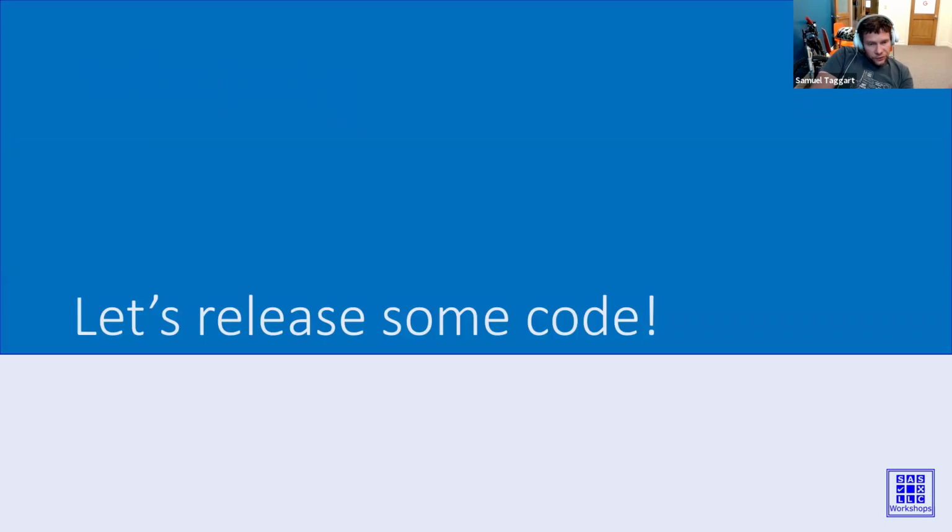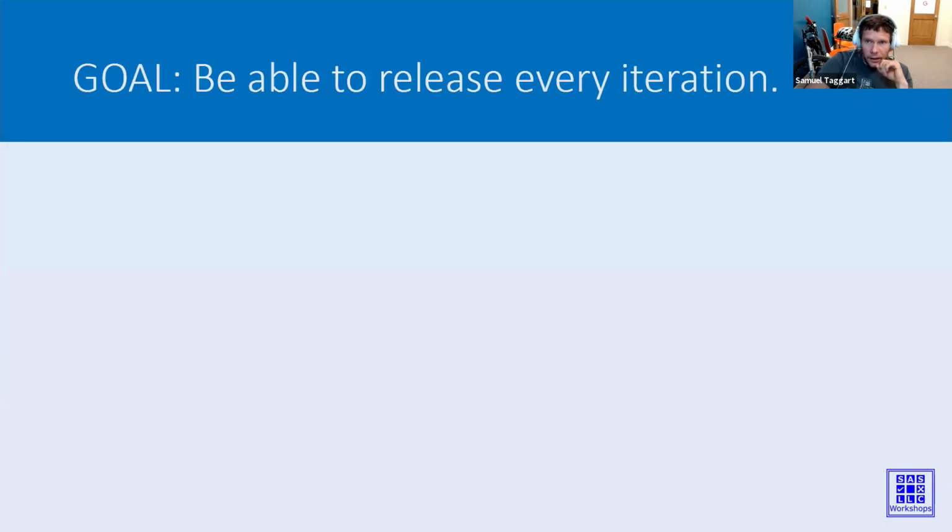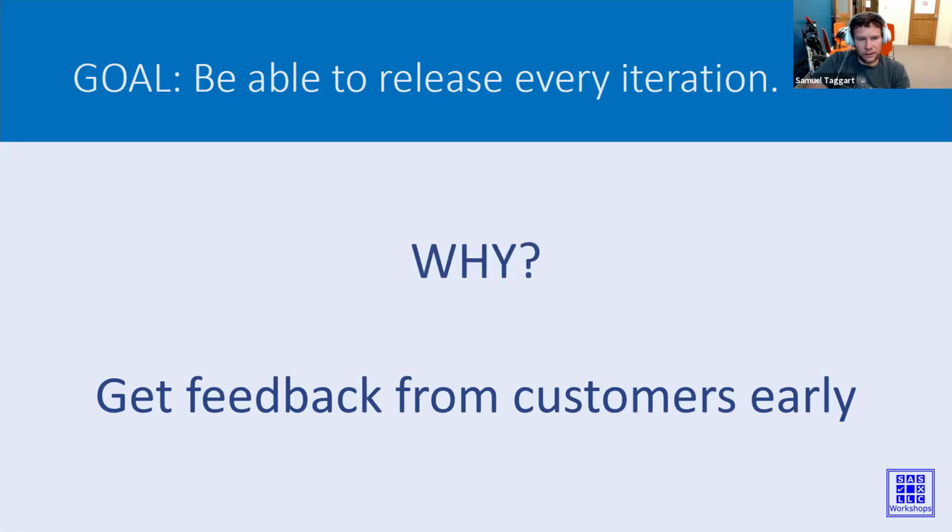All right, so now we got to talk about actually releasing code, right? So we know that at the end of each iteration, we want to be able to demo our code so we can show it to our customers, right? And we can tell that the code works because we can test it. But we still have this idea of how do we actually release the code and how do we get it out to our customers. And so our goal is to be able to release every iteration, right? And the reason is because we want to get feedback from our customers.